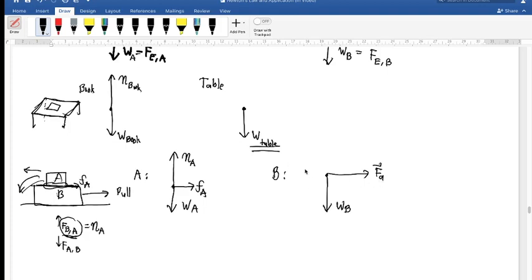What else? So what else? How about the force exerted by A on B due to the interaction, due to the action-reaction forces. Okay, so we can include that one. So this is the force exerted by A on B. What else?